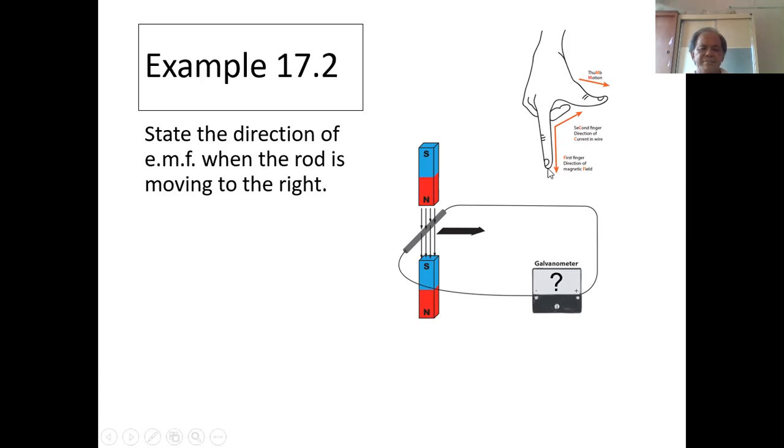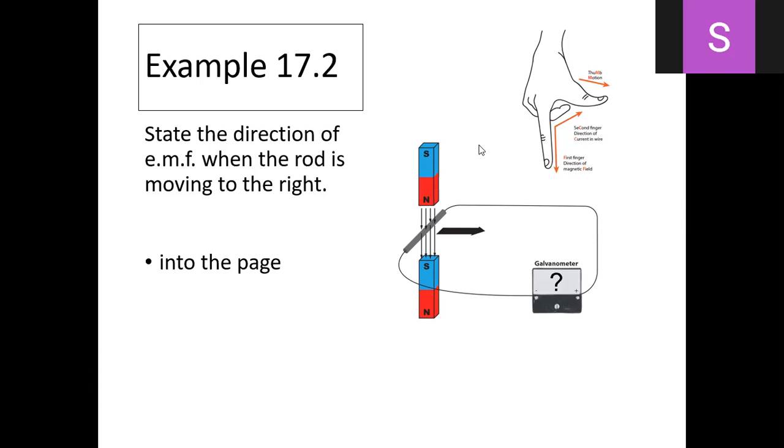That's your right hand. Your thumb is to the right. Your field is going down, north to south. So where is your current? Coming out or going in? Out of the page? That one is going into the page. That one is B. That one is coming out.